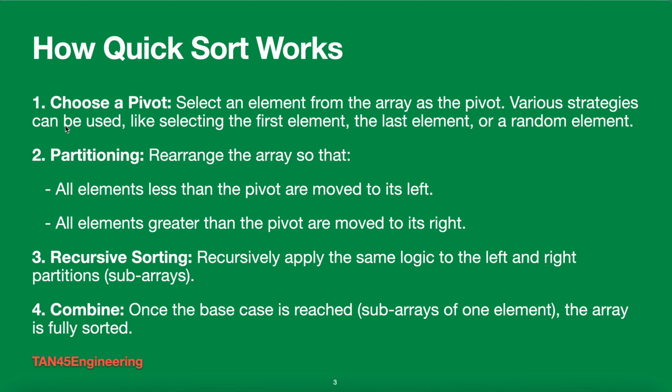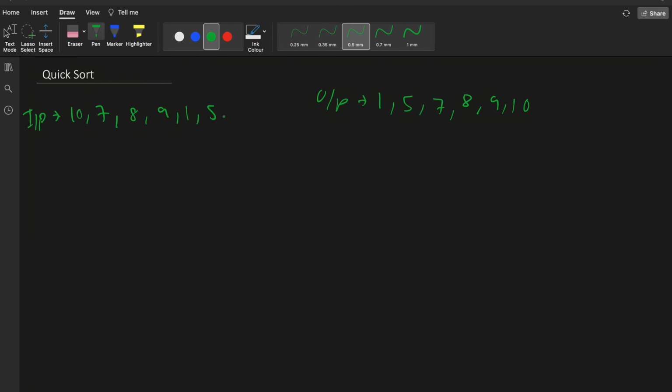Choose a pivot: select an element from the array as the pivot. You can actually choose any pivot. Various strategies can be used, like selecting the midpoint as a pivot, or a random number, or the first element, or the last element. We'll pick the last element as our pivot. Every time we'll be picking the last element as our pivot.